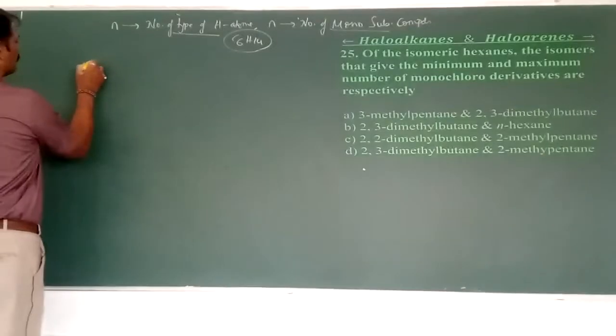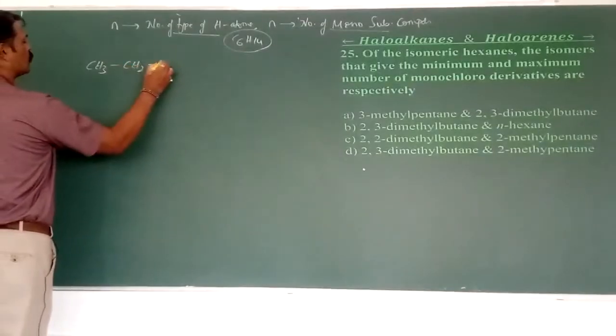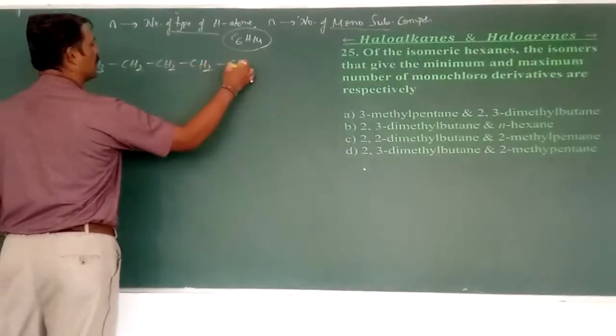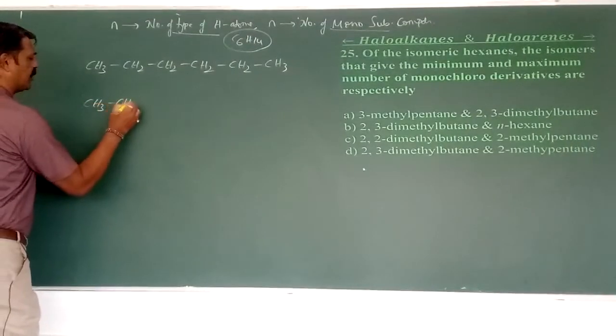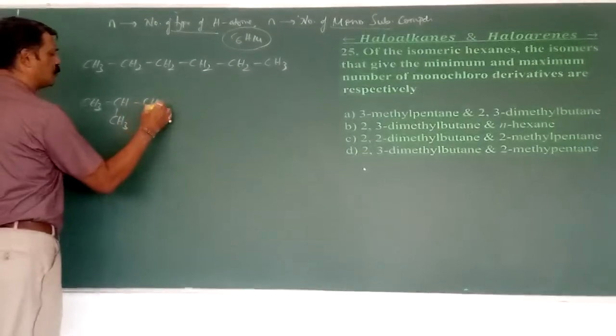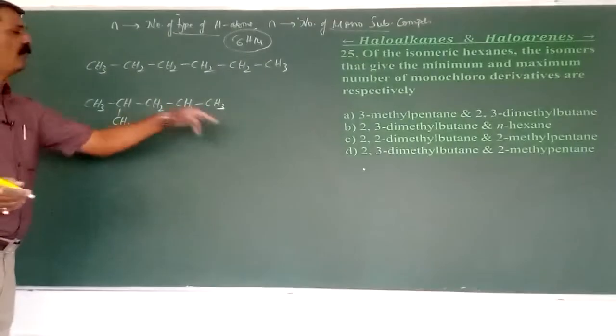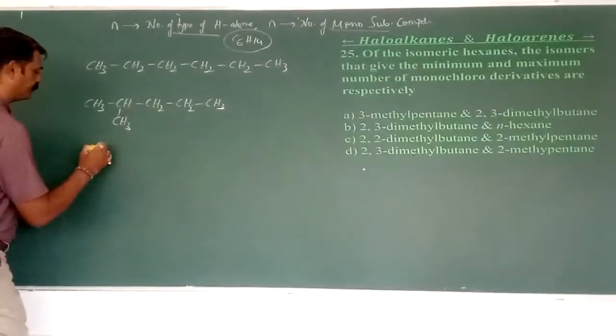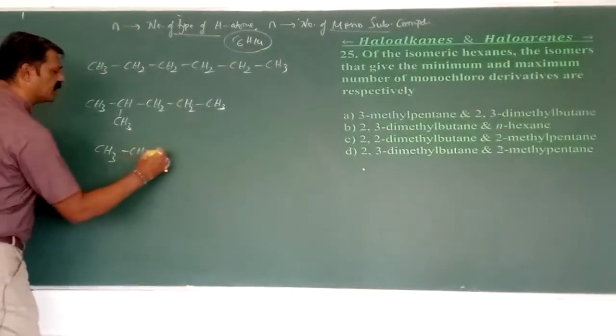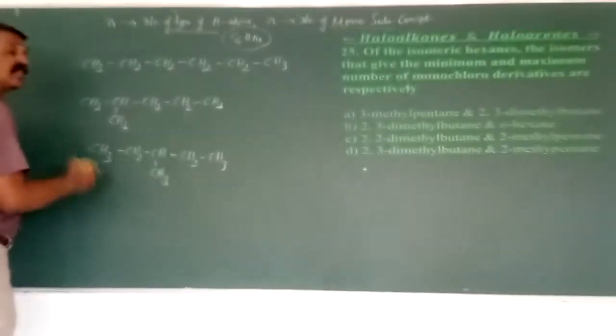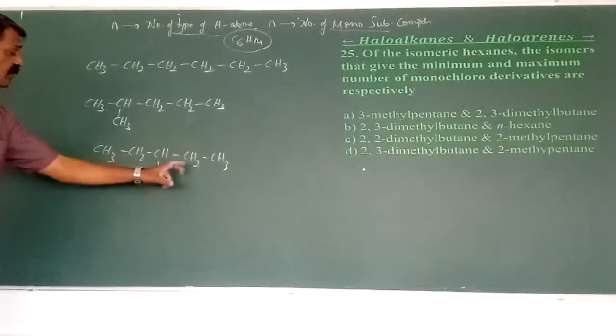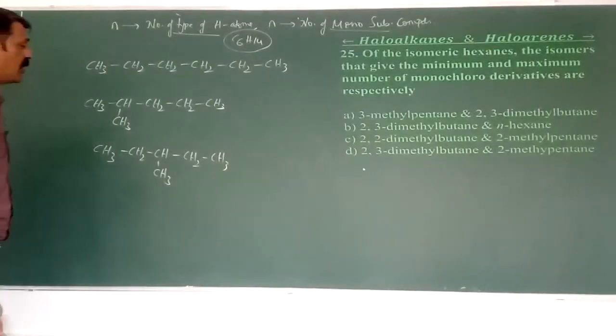C6H14. What are the various possibilities here? CH3, CH2, CH2, CH2, CH2, CH3, numbered 1, 2, 3, 4, 5, 6. Then let's have the branching here. CH3, CH, CH3, CH2, CH3, which is 2-methyl. Suppose I have the branching at the third carbon atom. This is 2-methyl, this is 3-methyl, but not 4-methyl, because 4-methyl is similar to 2-methyl.